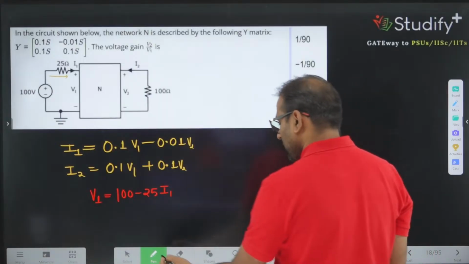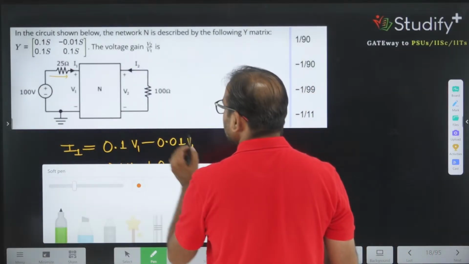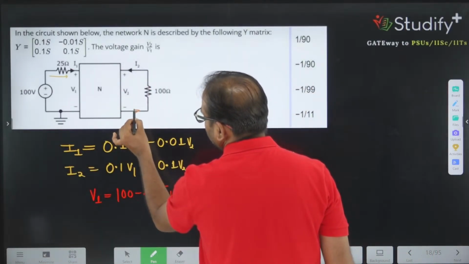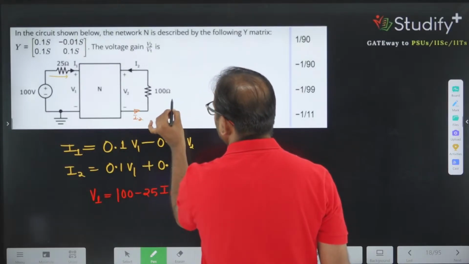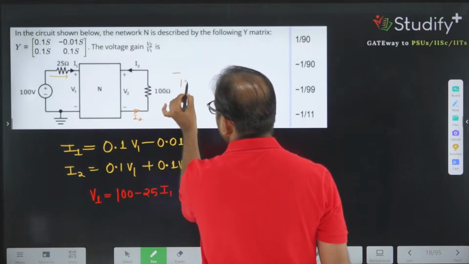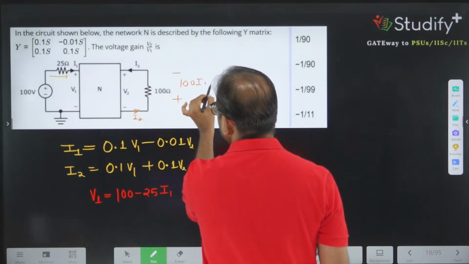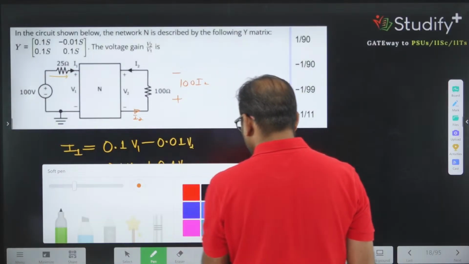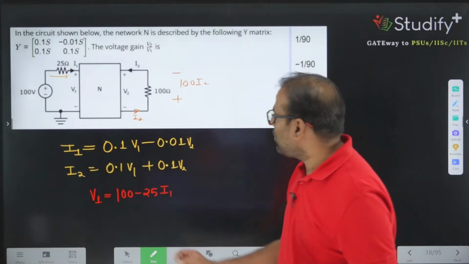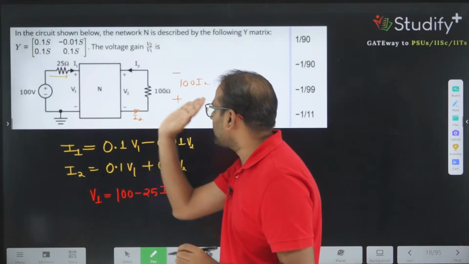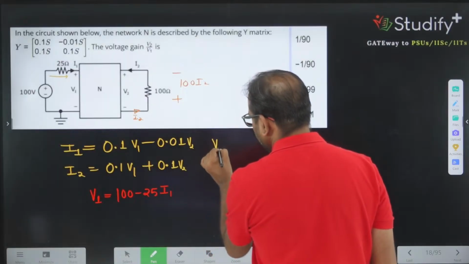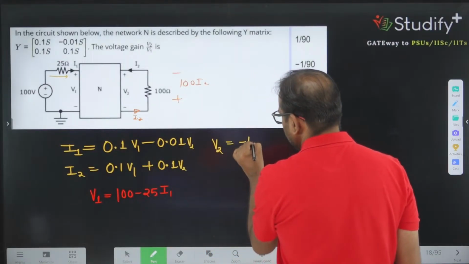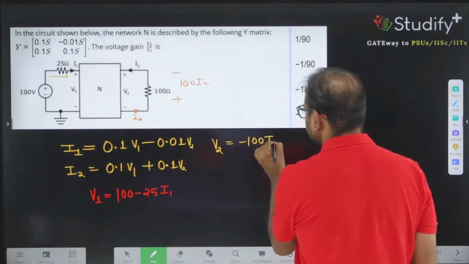What else is given? The value of V2. If this current is I2, what is the current coming from here? This is also I2. So what is the potential drop here? 100 times I2. So V2 equals what? Because the polarity of V2 is plus to minus, and this is minus to plus, you can say V2 is equivalent to minus 100 times I2.